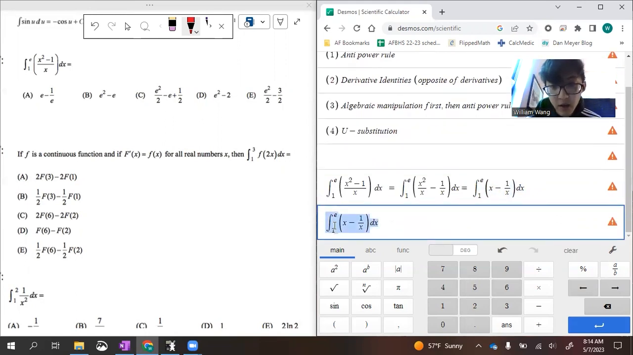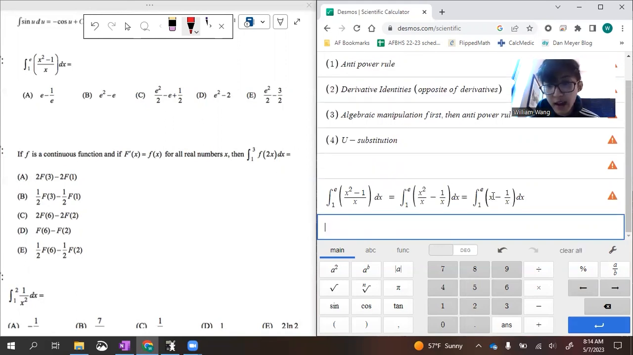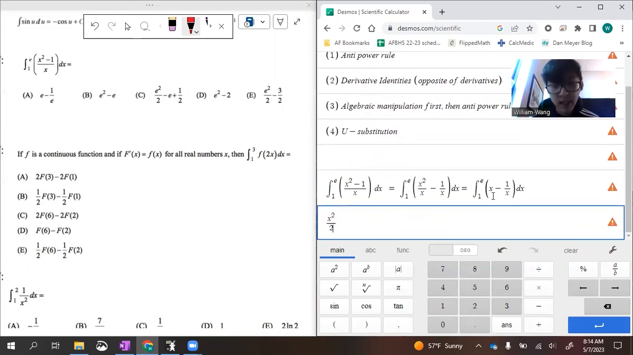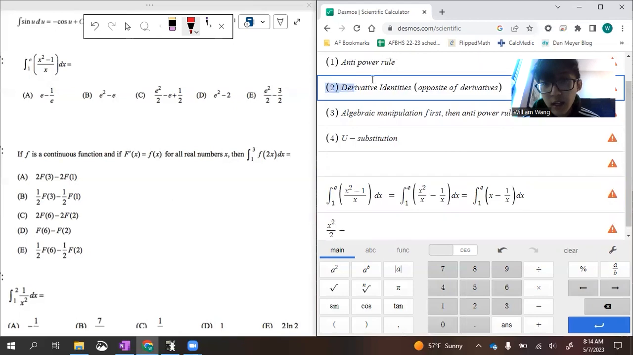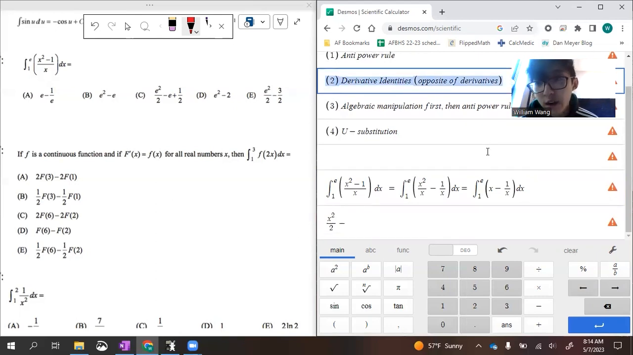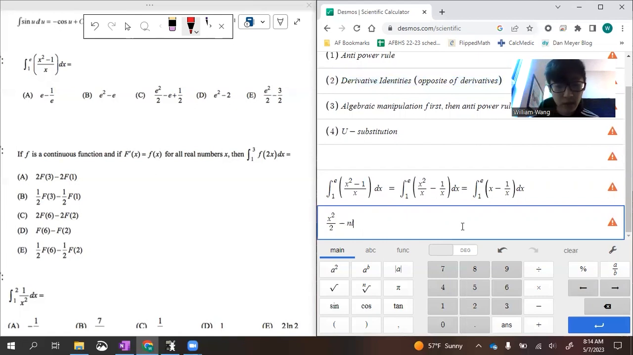I'm going to go to the next line. So I'm going to integrate all of this. Integral of x is x squared over 2. That is an anti-power rule. Minus the integral of 1 over x. Well, here's where I do my derivative identities. 1 over x is the derivative of ln of x. So if I were to go backwards and do my integral, this turns back into ln of x. All right, that's my integral.